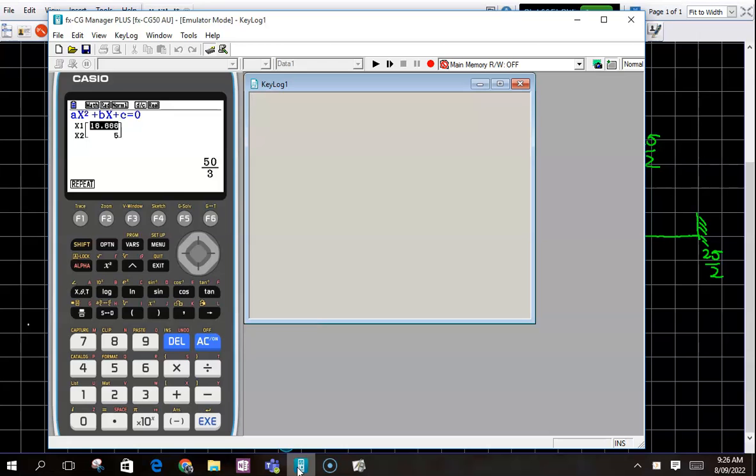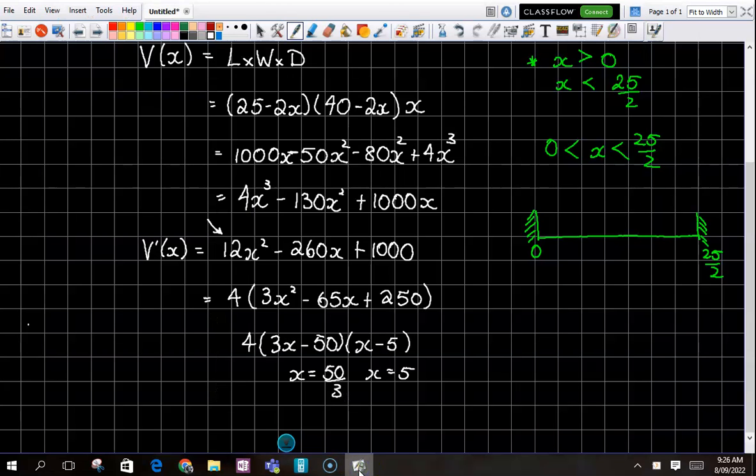Now 50 over 3 is 16.6. That is going to be beyond the range, so we can't count that one. The only one we can count is 5. So pop the 5 in there, figure out how it's going, and to double check that you're okay, graph this, G-solve max. And we should get 5 something, all right? Does that make sense to you all?